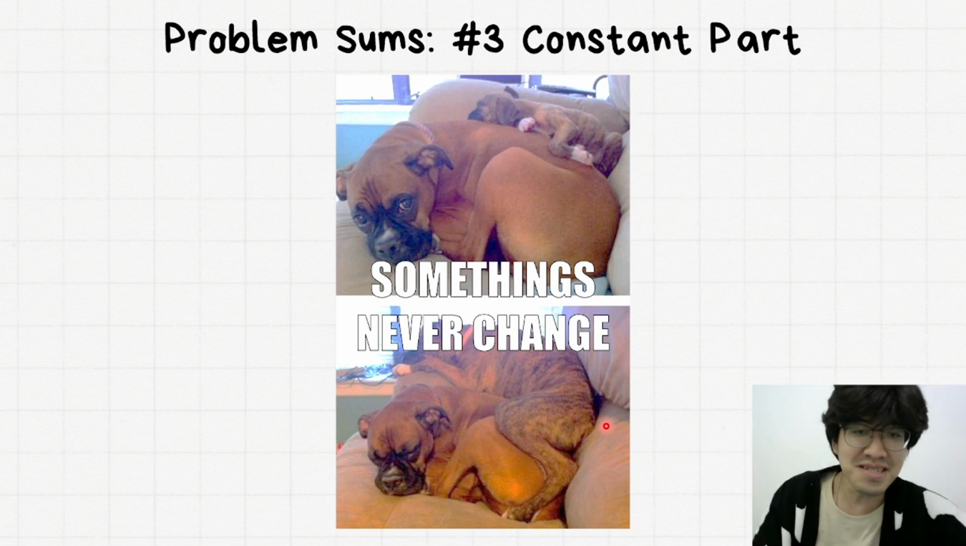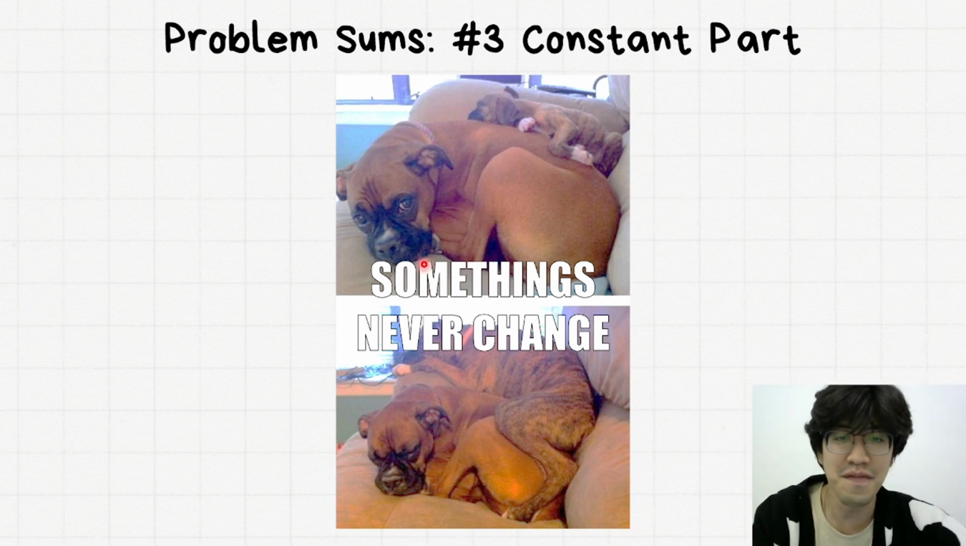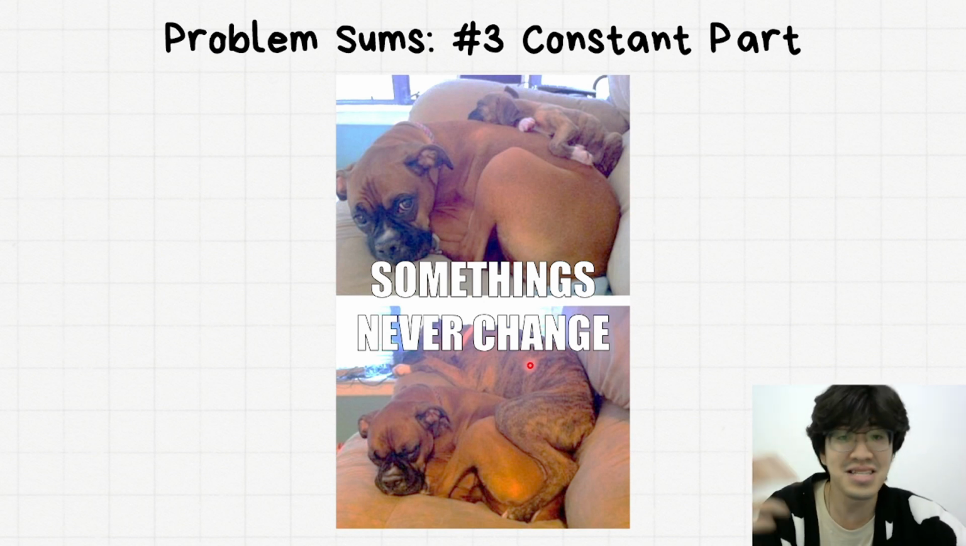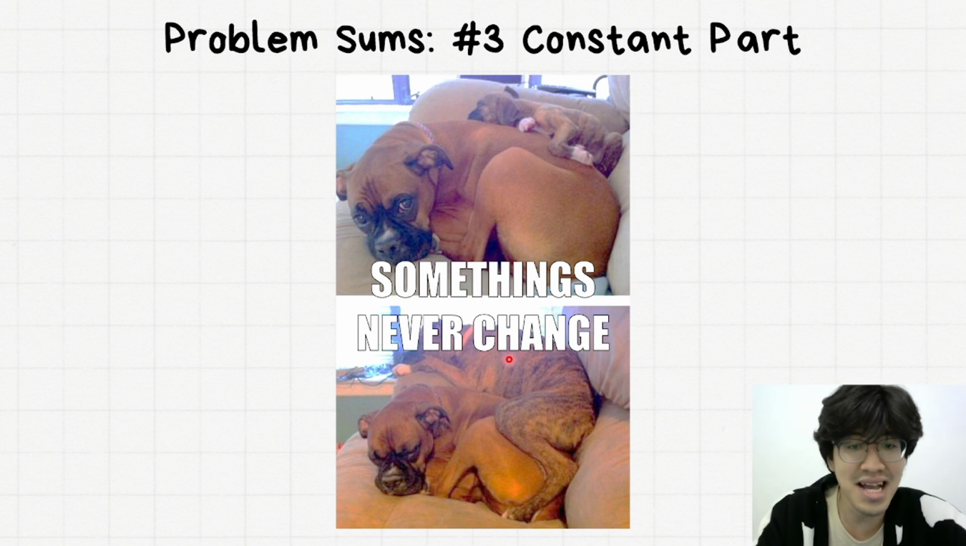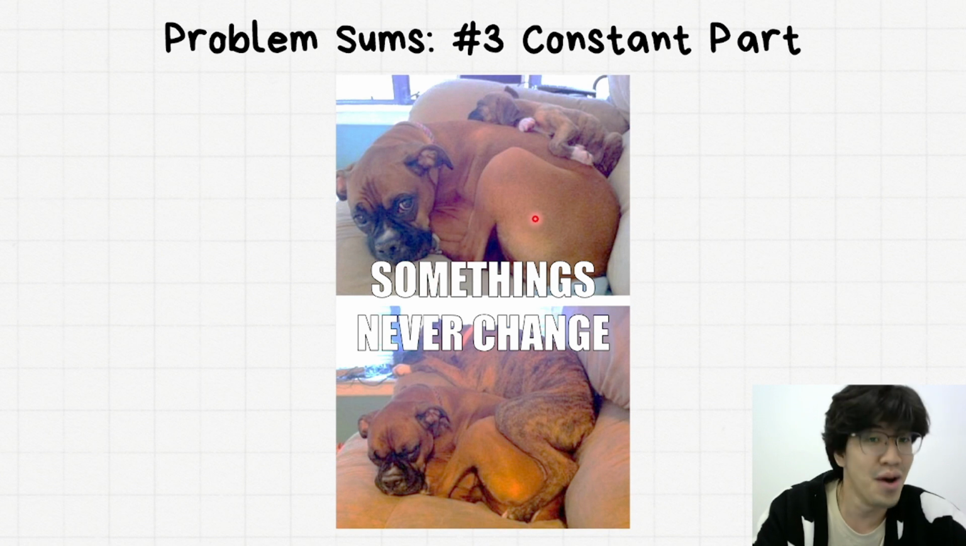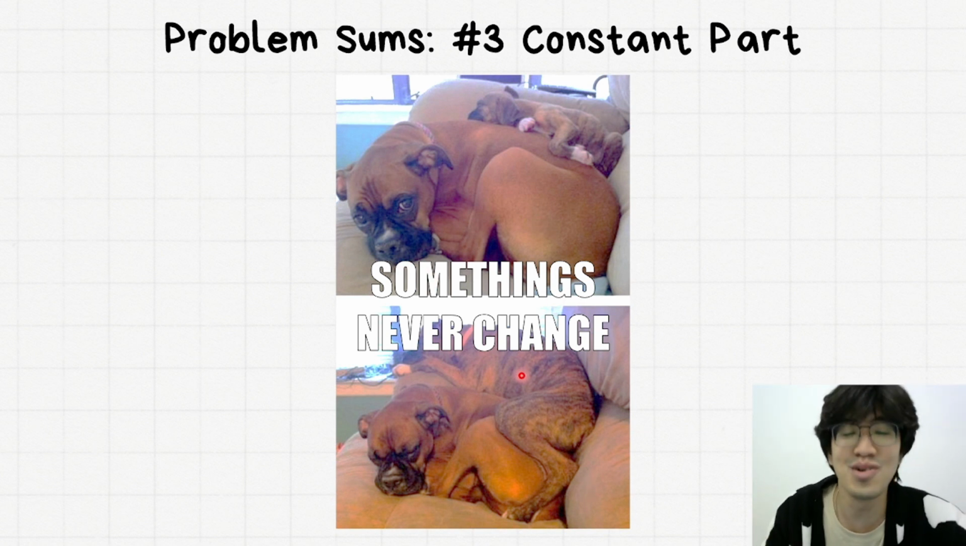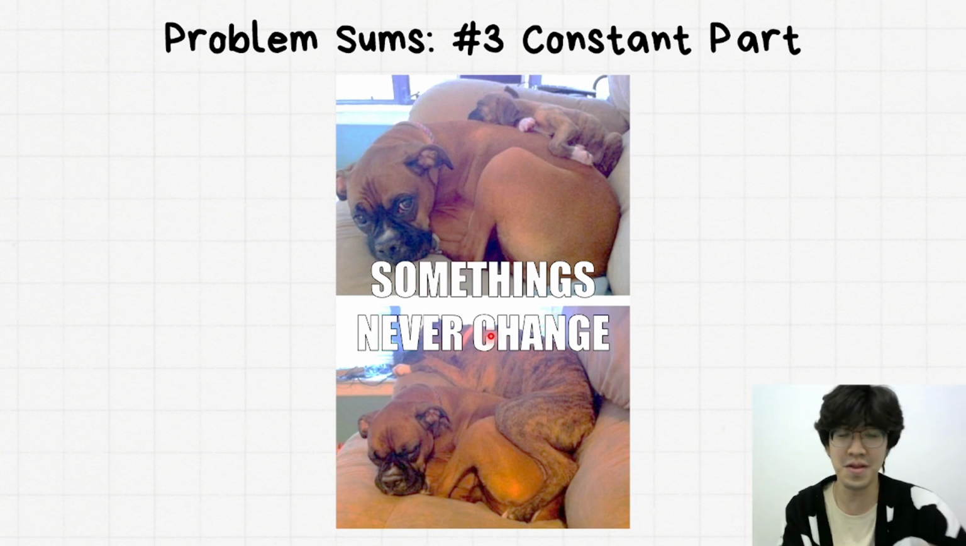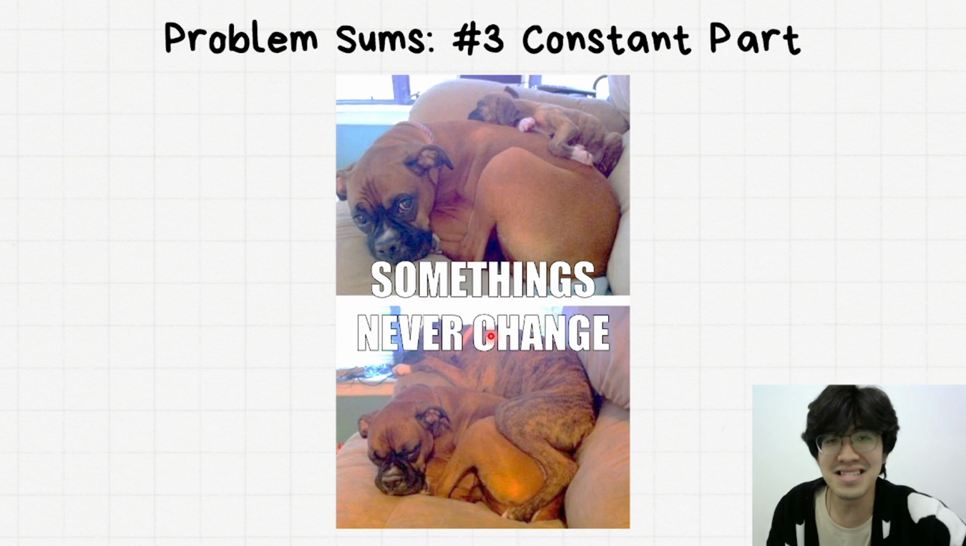Now, here's what this has to do with these two cute puppies. We can see that from the first photo to the next photo, which is possibly a few years later, something never changed. Even though the sizes of the puppies change, the mother dog always stays the same size. So that's the part that is constant. Remember this meme: something never changes throughout the process, and that's exactly how we can help unify the units.